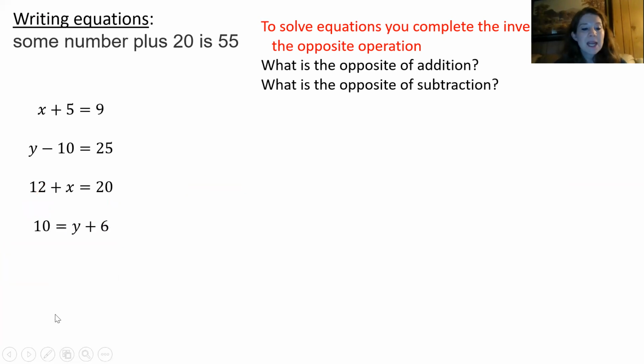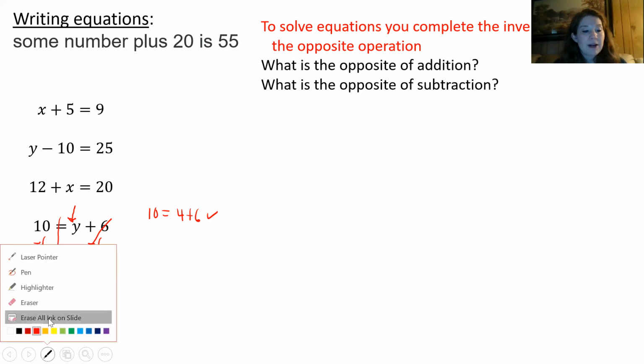Okay. Now this time the variable is on the right side of the equal sign. So we want this variable by itself. So we're going to get rid of plus 6. What's the opposite of plus 6? We're going to write minus 6. So bring that down. This goes away. 6 minus 6 is nothing. Bring down our y. 10 minus 6 is 4. If we plug it back in, is 10 equal to 4 plus 6? Yes.